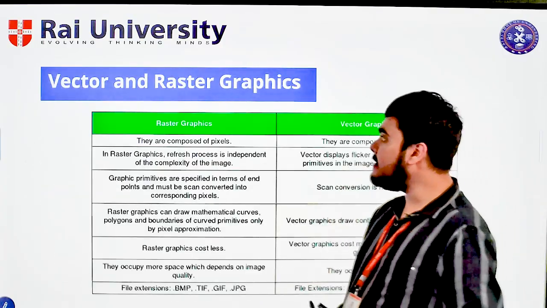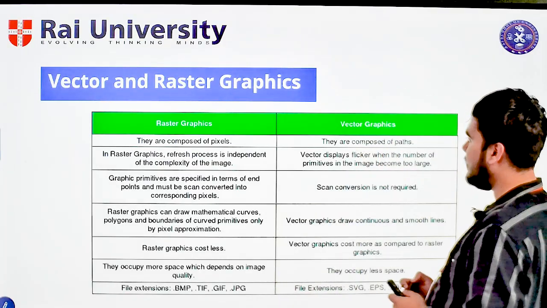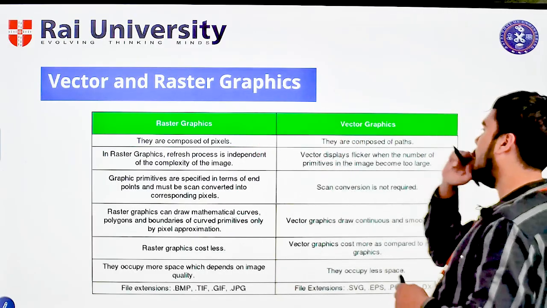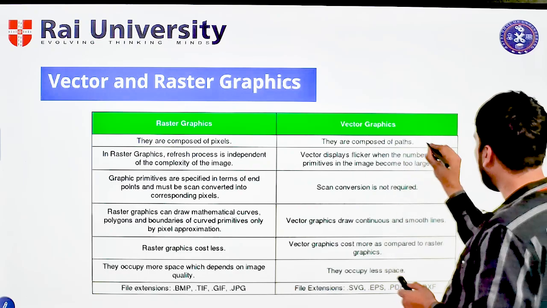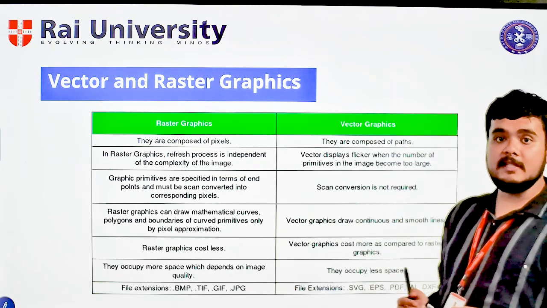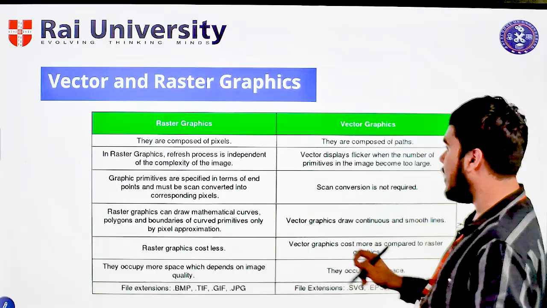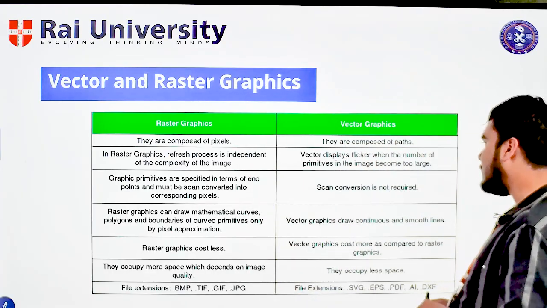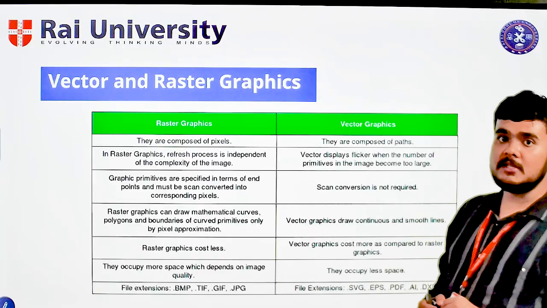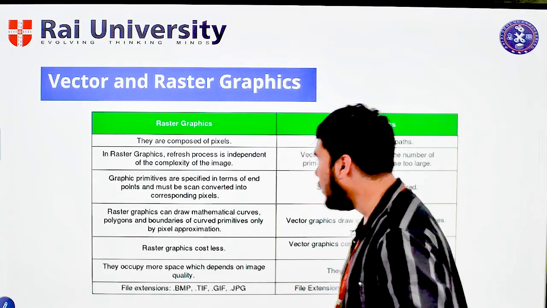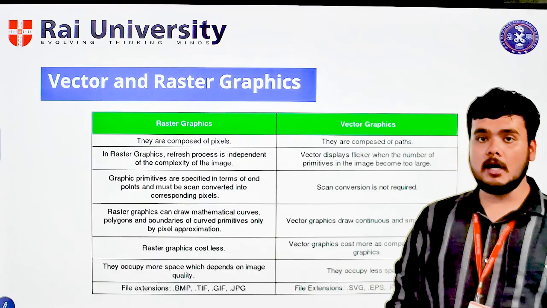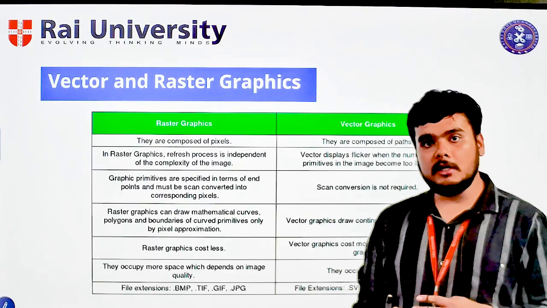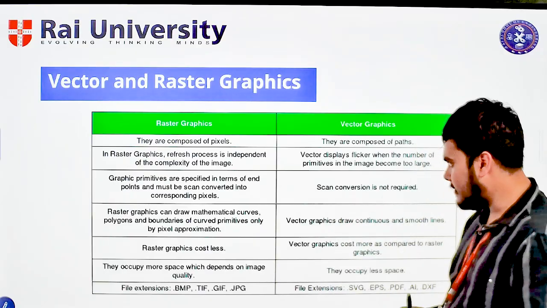Now let's understand the basic difference between raster graphics and vector graphics. Raster graphics is made up of pixels, while vector graphics is made of path values, meaning two points are distant in terms of Euclidean methods. In raster graphics, the process is independent of the complexity of the image, while vector display is a function of the image created for a long time. Raster is based on output primitives, while vector uses scan conversion and is not used for raster output devices.